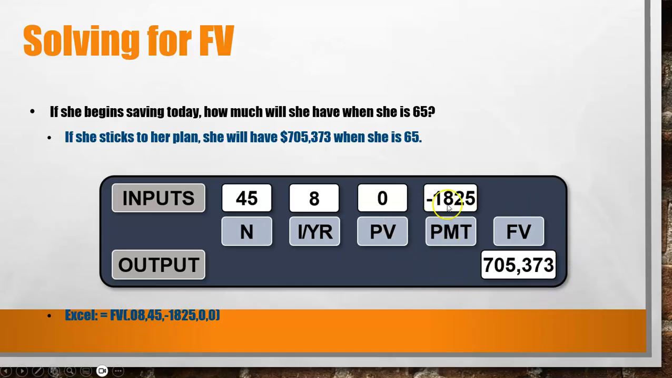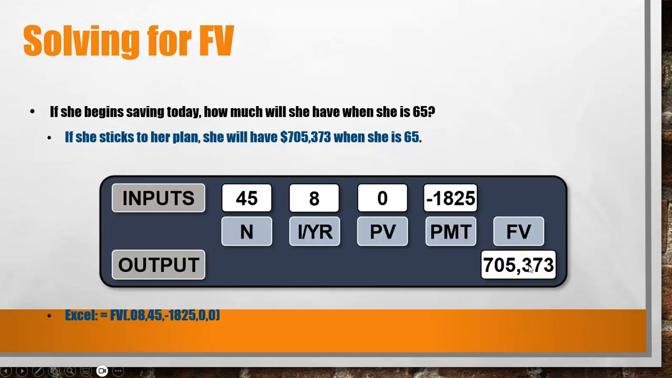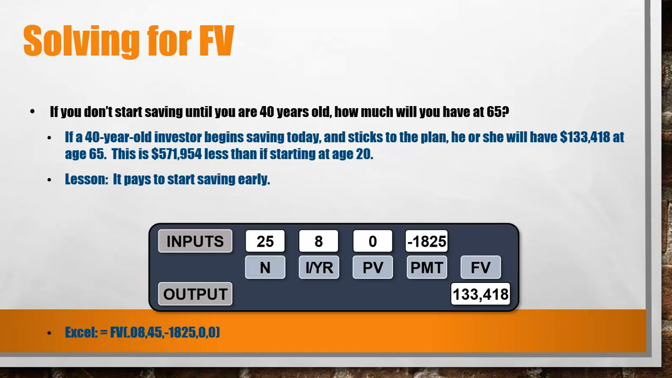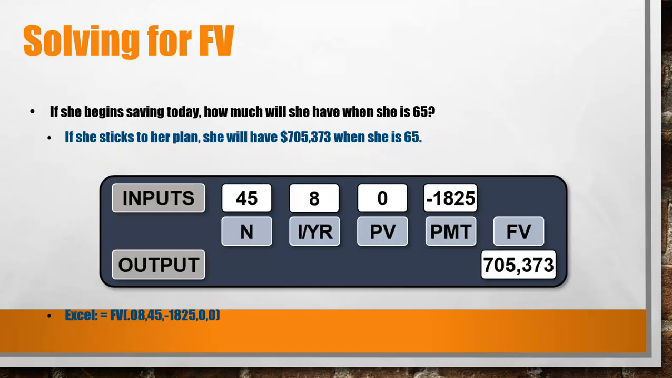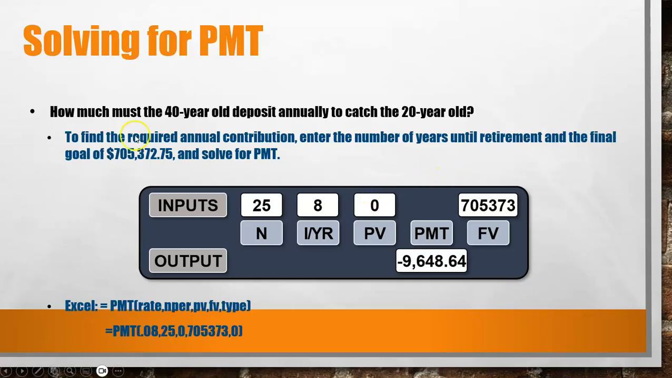And that's only $1,825 a year. If you don't start saving until you're 40, now all of a sudden it's 133,000. That is a huge difference. 20 years, but it's almost $600,000 less. Start early, just a little bit, $50 a month, until you make enough to increase that. It makes a huge difference in your savings. The power of compounding money. How much must a 40-year-old deposit annually to catch up?